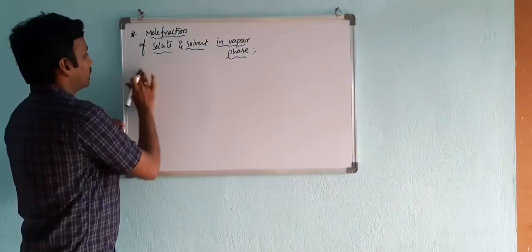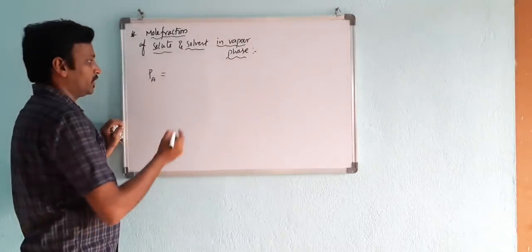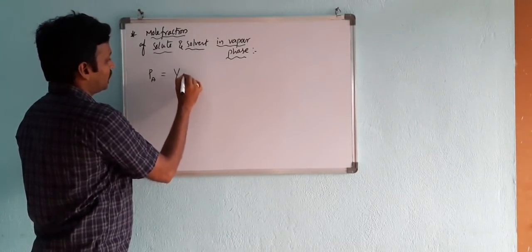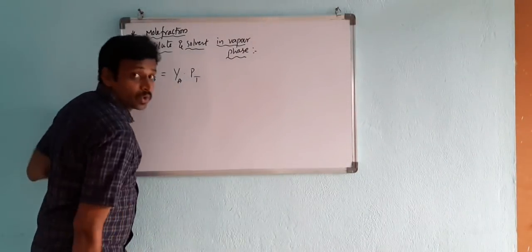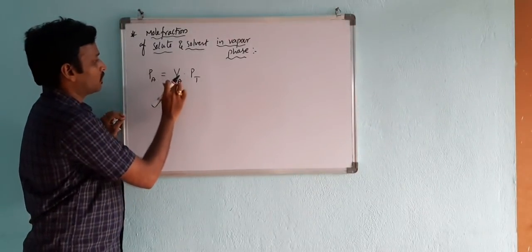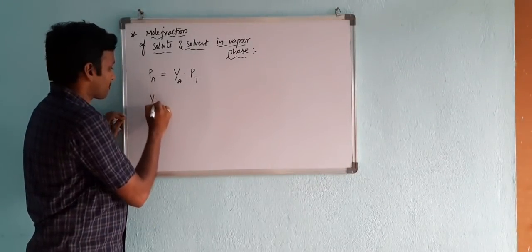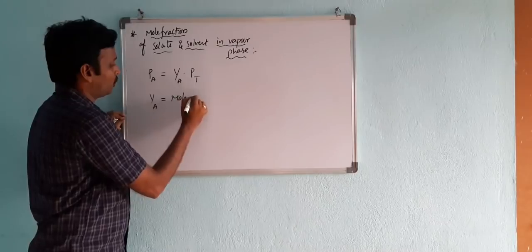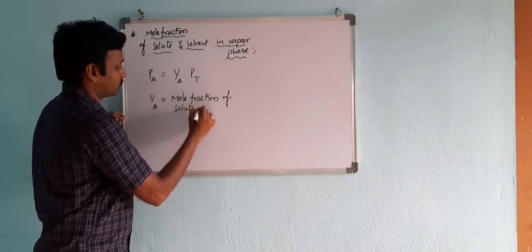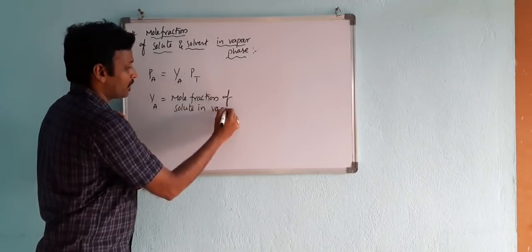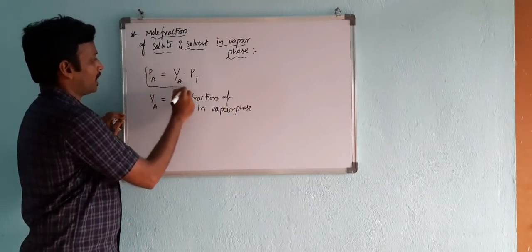Getting what I am saying? So it's very clear. In Dalton's law, PA is equal to the mole fraction of A into P total. Mole fraction of A into P total, you have to take. So PA is equal to Ya into P total. So what is Ya? Ya is the mole fraction of solute in vapor phase or gas phase, if they are asking. This relation you have to take.